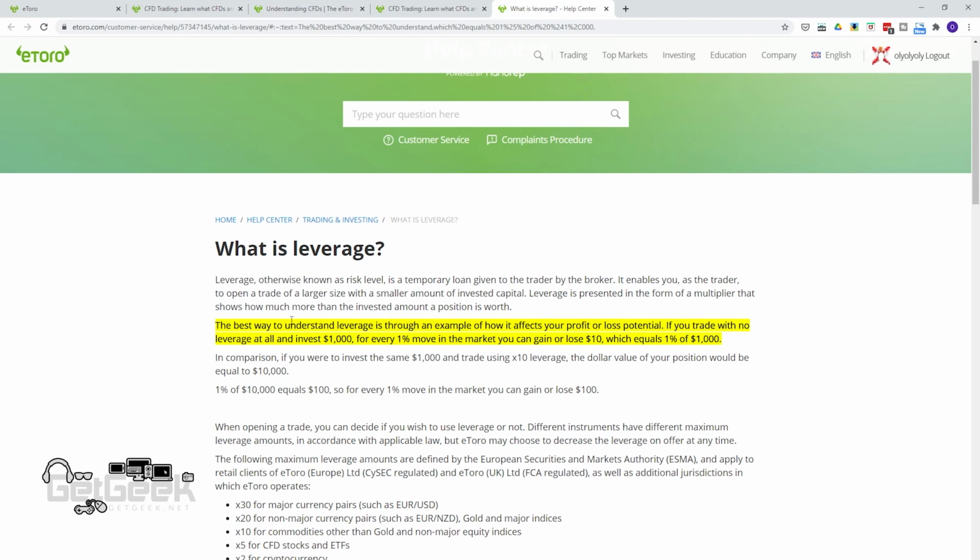If you trade with no leverage at all and invest $1,000, for every 1% move in the market, you can gain or lose $10, which equals 1% of 1,000. In comparison, if you invest the same $1,000 and trade using times 10 leverage, the dollar value of your position would be equal to $10,000. So 1% of 10,000 equals $100. So for every 1% move in the market, you can gain or lose $100.